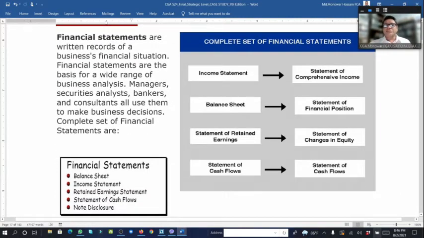In the financial statement, there are 5 parts, though here 4 parts are shown. International Accounting Standard 1, paragraph 10, says that there are 5 components of the financial statement. And also the names are changing. Previously we said income statement, but its name is now statement of comprehensive income. The balance sheet is the statement of financial position. The statement of retained earnings is the statement of changes in equity. And the statement of cash flows is the same. Here, notes to the accounts are also a part of the financial statement.